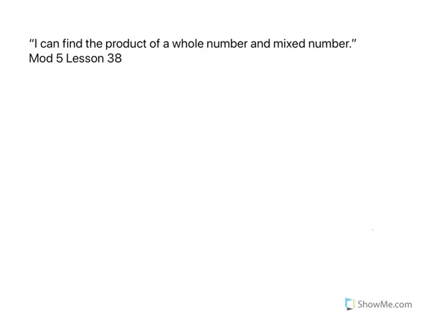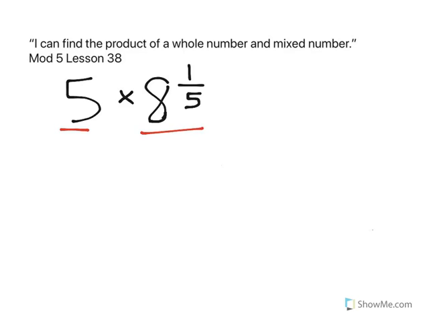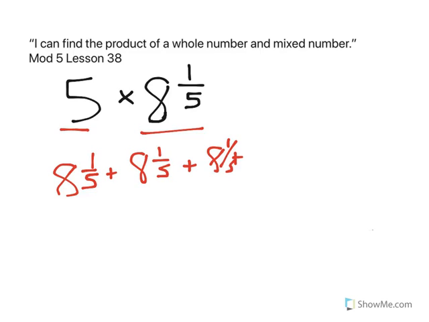Okay, next problem. 5 times 8 1/5. Okay, so if you notice, we have a whole number and then we have our mixed number here. So we're doing 5 groups of 8 1/5. So we could do repeated addition. I can write this 5 times, and then I would be adding it all up together. 1/5 here. 1, 2, 3, 4, and last one, 5th one.